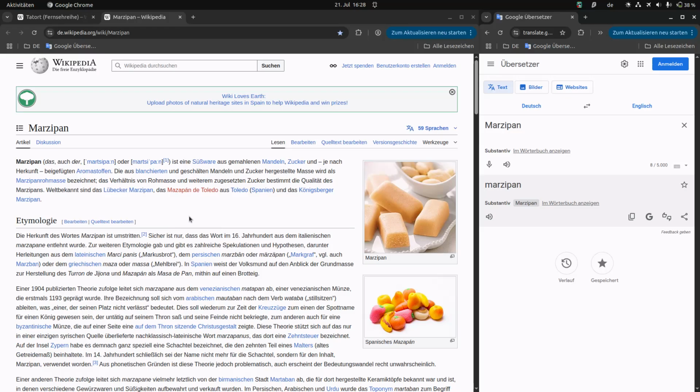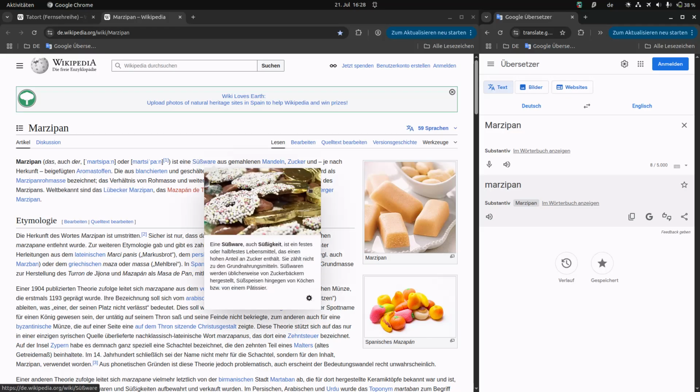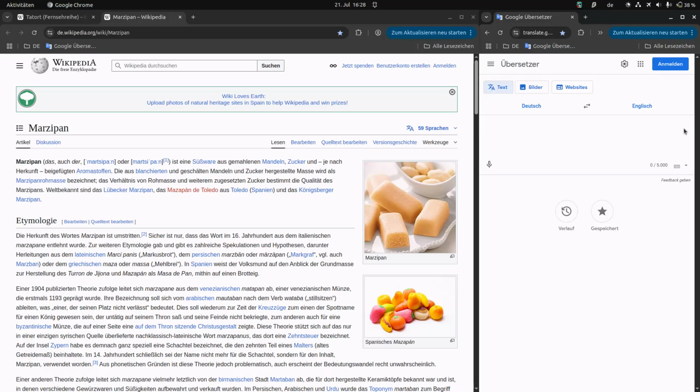Ist eine Süßware aus gemahlenen Mandeln, Zucker und, je nach Herkunft, beigefügten Aromastoffen. So, marzipan ist eine Süßware, a feminine Süßware. That just means sweet pastry, I guess. I don't know if pastry is more like baking, but it just means something sweet. Eine Süßware aus gemahlenen Mandeln.